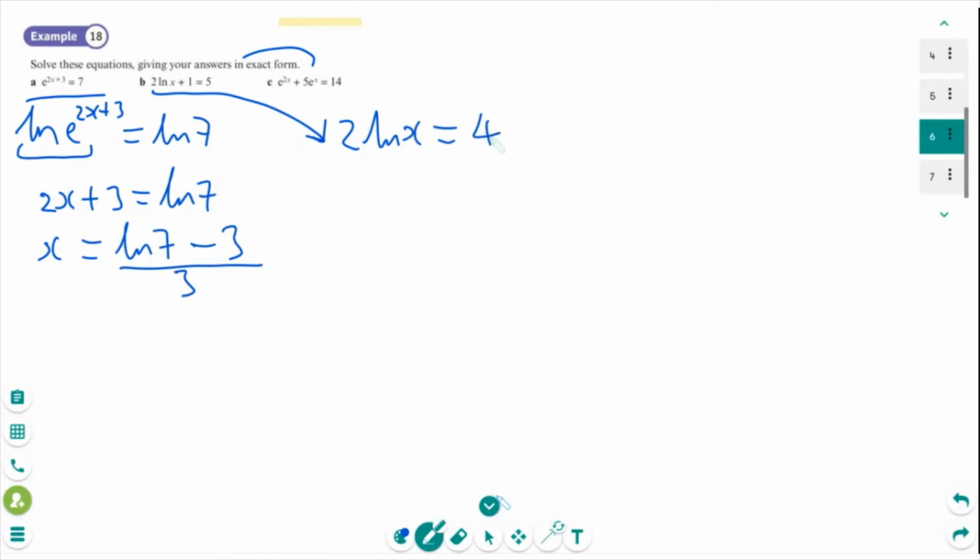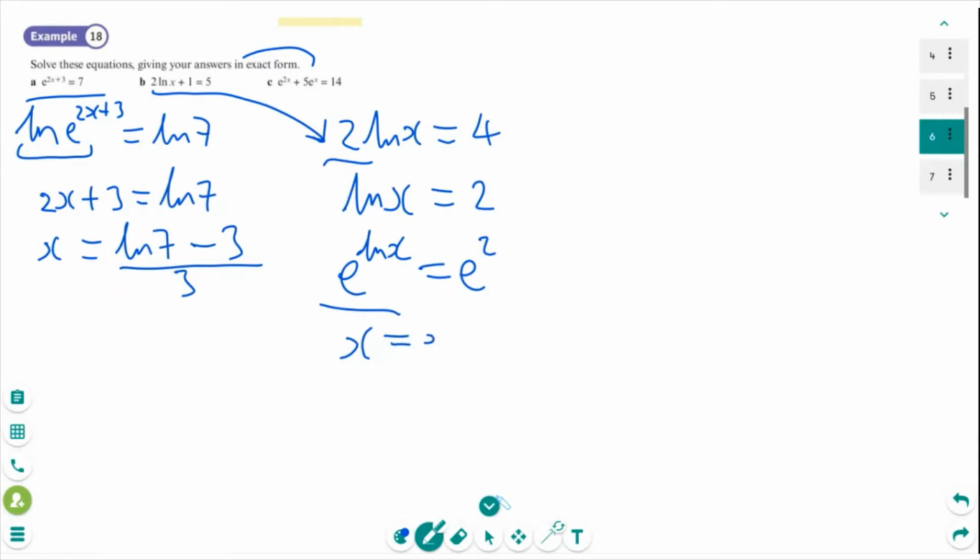Again, you can't e both sides yet because you've got the 2. So you need to divide by 2. So you get ln x equals 4 over 2, which is 2. Once you've isolated ln x by itself, then you can e both sides. Inverse functions cancel out, so you just get x equals e squared. And that is your exact solution.